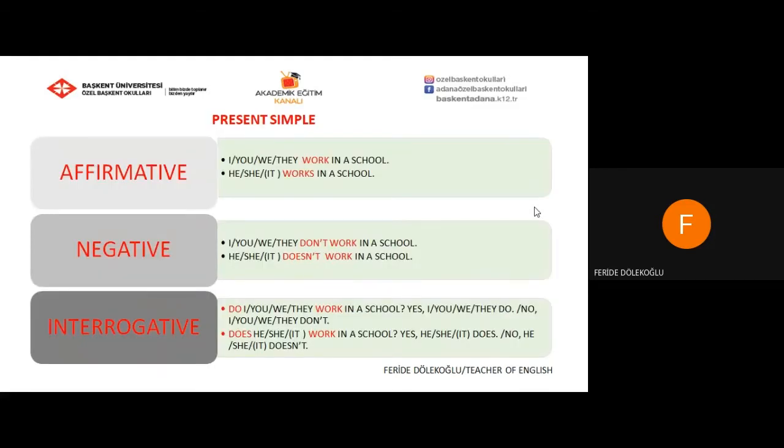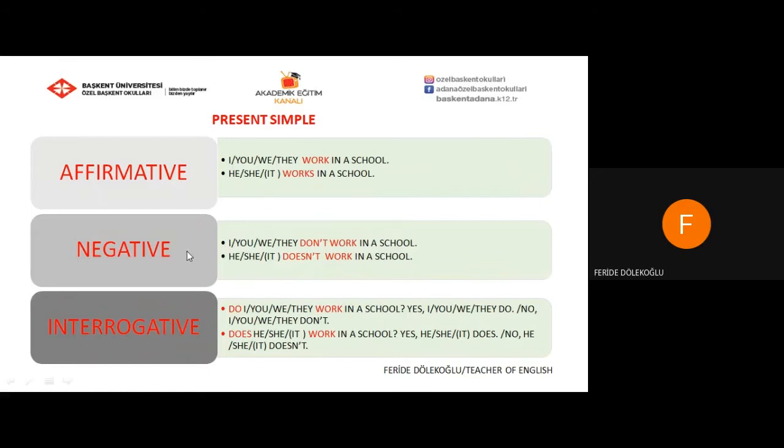Let's look at the structure of present simple tense. Positive sentences. With I, you, we, they, we use the base form of the verb. Base form means verb 1. With he, she, it, we add s to the verb. I work in a school. He works in a school.